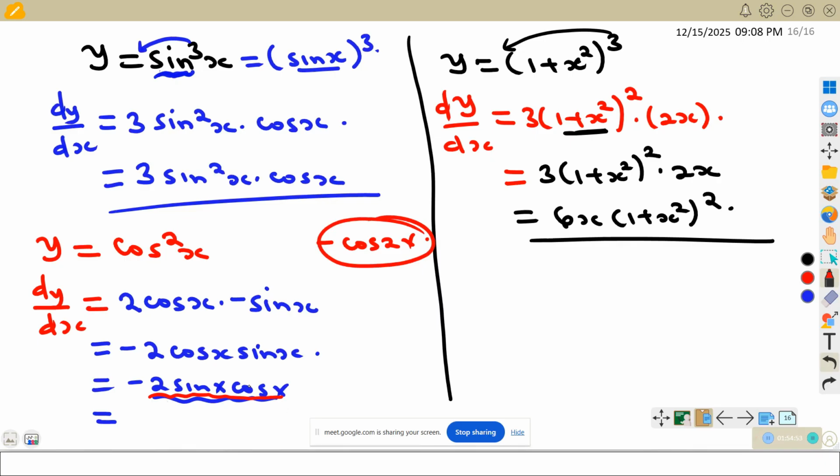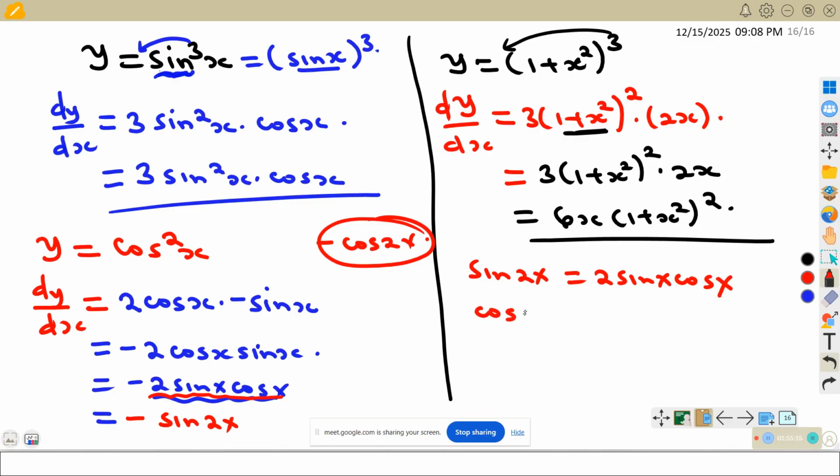Sine x cos x. Anyone who recalls that? Sine of 2a, or sine of 2x rather. This is simply minus sine of 2x. So you should be able to recall sine 2x is same as 2 sine of x cos of x.